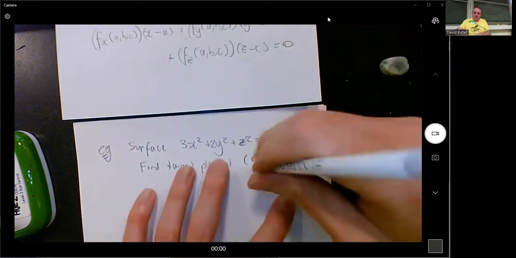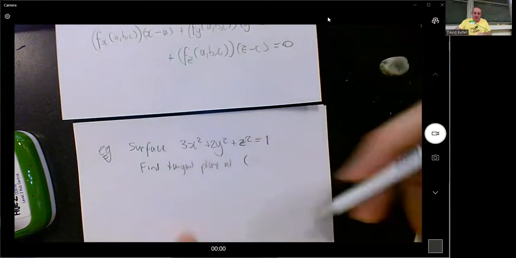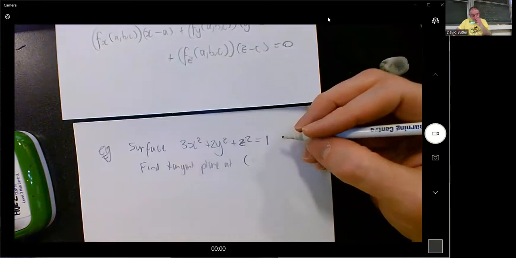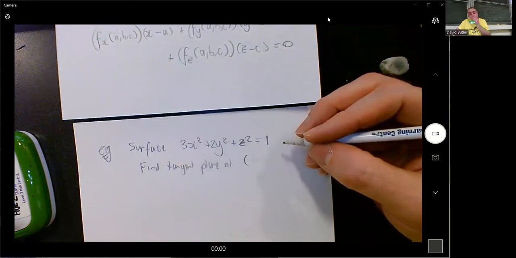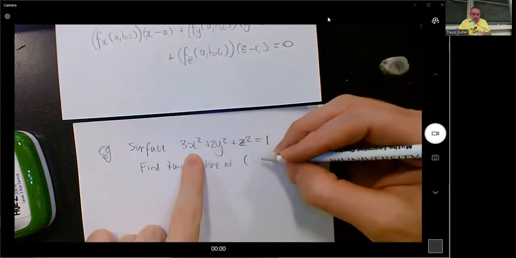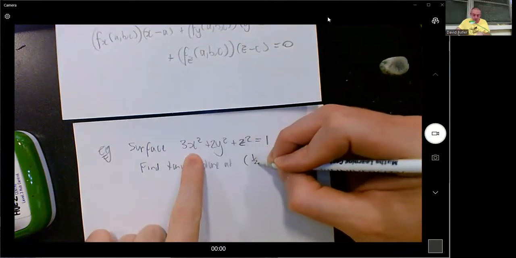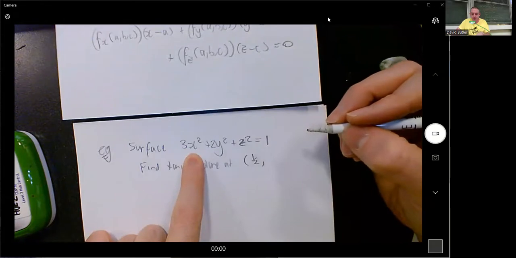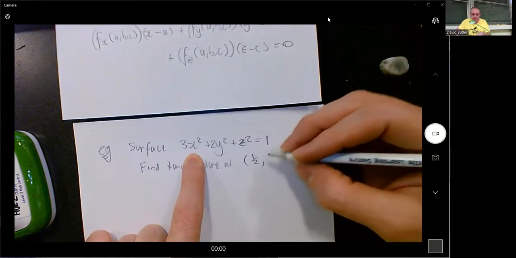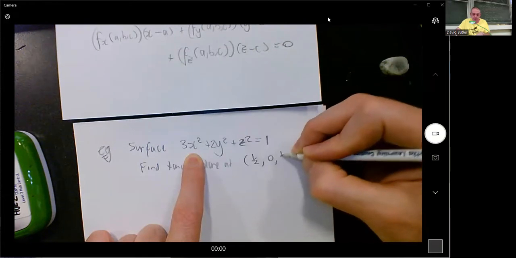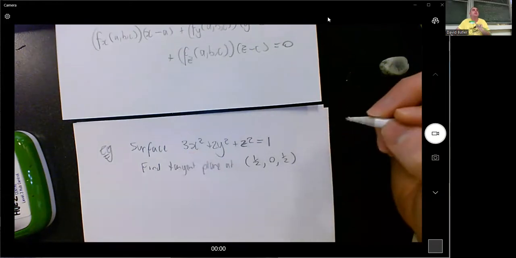Just a second, I'm just going to figure this out. Find the tangent plane at the point 1/2, 0, 1/2. Okay.